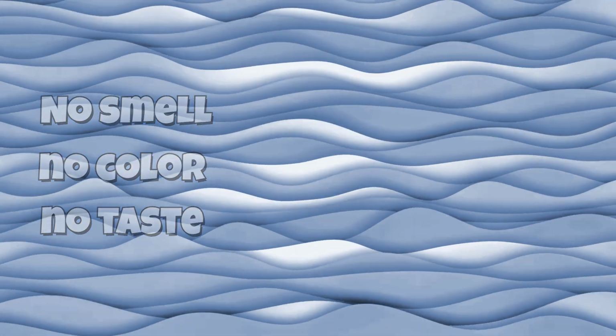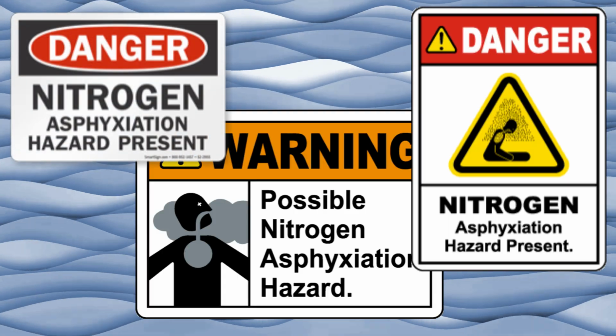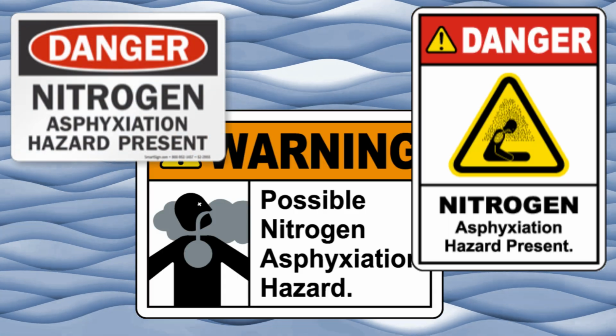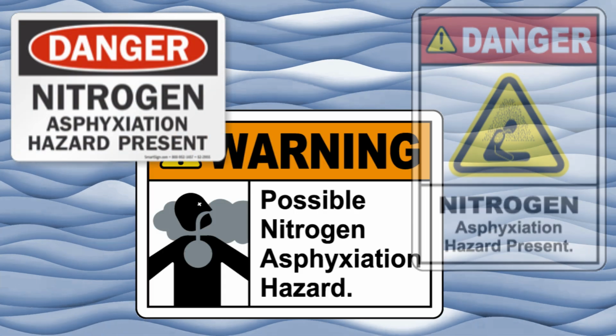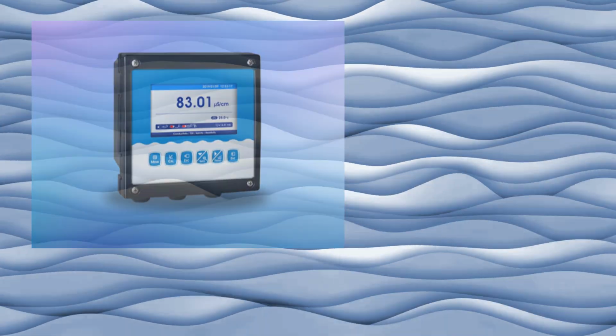Nitrogen has no smell, no color, no taste. If enough nitrogen escapes inside a confined space, it simply pushes oxygen out. People don't notice anything unusual. They simply lose consciousness because there isn't enough oxygen to breathe. That's why oxygen monitoring systems and emergency ventilation are essential in cryogenic facilities.